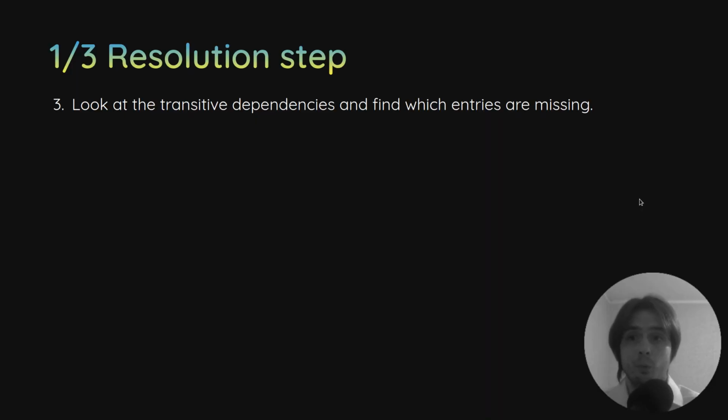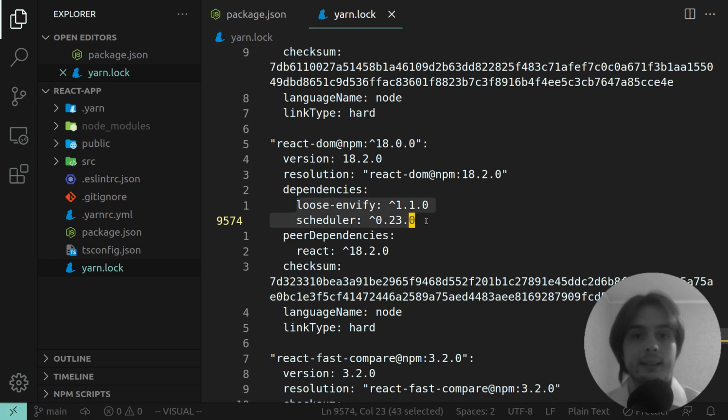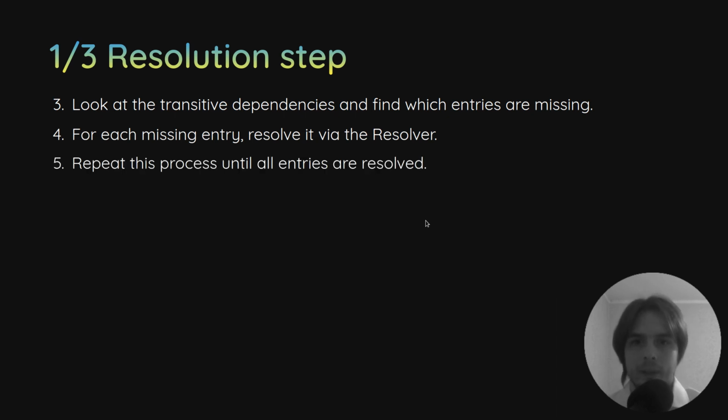Next, Yarn will look at the transitive dependencies and find which entries are missing. So you can see that the transitive dependencies of React DOM in this case are these 2, loose-envify and scheduler. So Yarn will look again at these and see, okay, do I have an entry for these? If not, I actually need to do the same thing that I just did for React DOM. And so for each missing entry, we'll resolve it again via the resolver. And then we repeat this process until all entries are resolved.